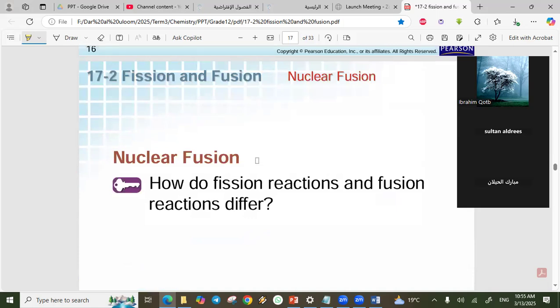Till now, we are still in nuclear fission. Nuclear fission is simply when one atom splits into two atoms and produces a large amount of energy.